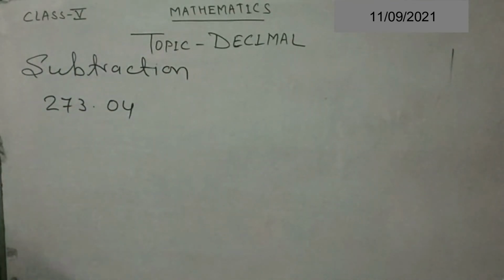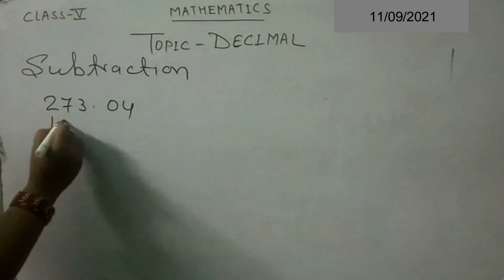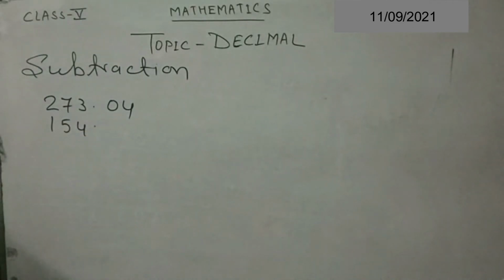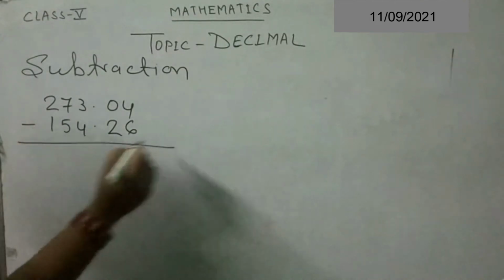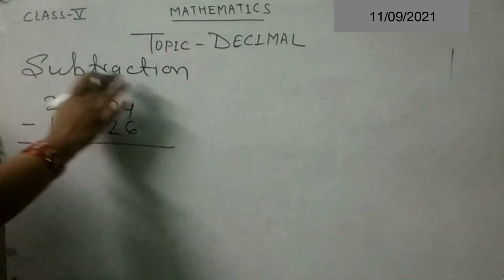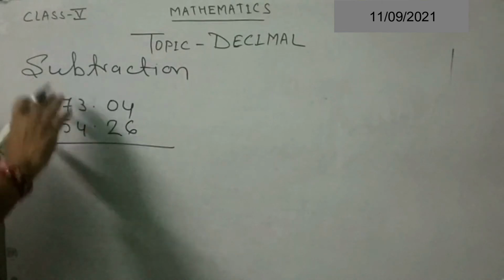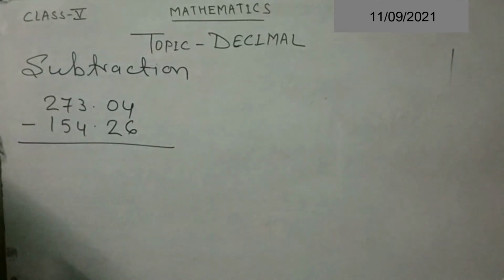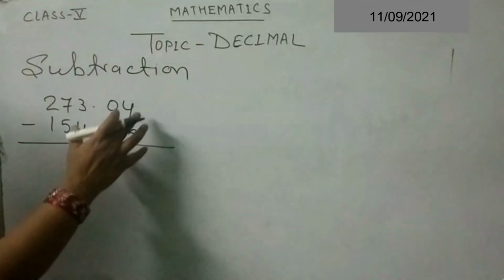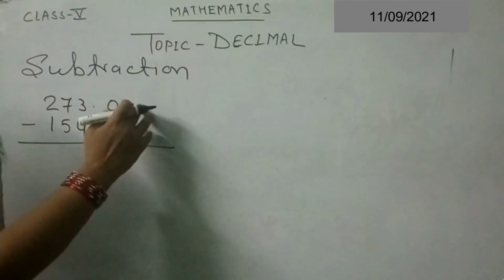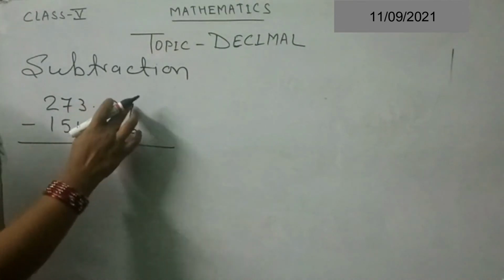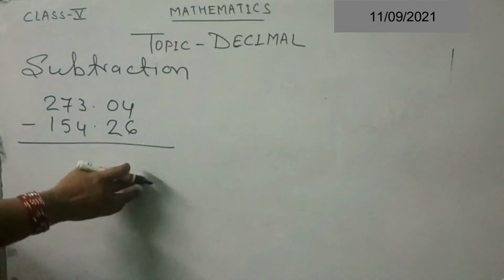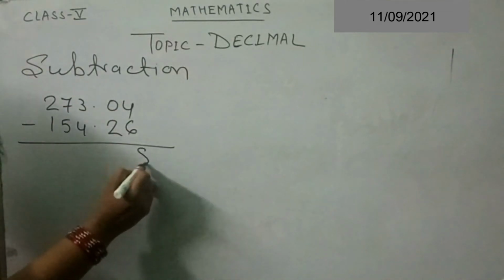273.04 minus 154.26. Students, here already everything is arranged, means the numbers are arranged here. You have to simply do the subtraction. So here first, we have to start from here. 4 minus 6 is not possible, so we will take a carry, and it will be 14, and 14 minus 6, that will be 8.